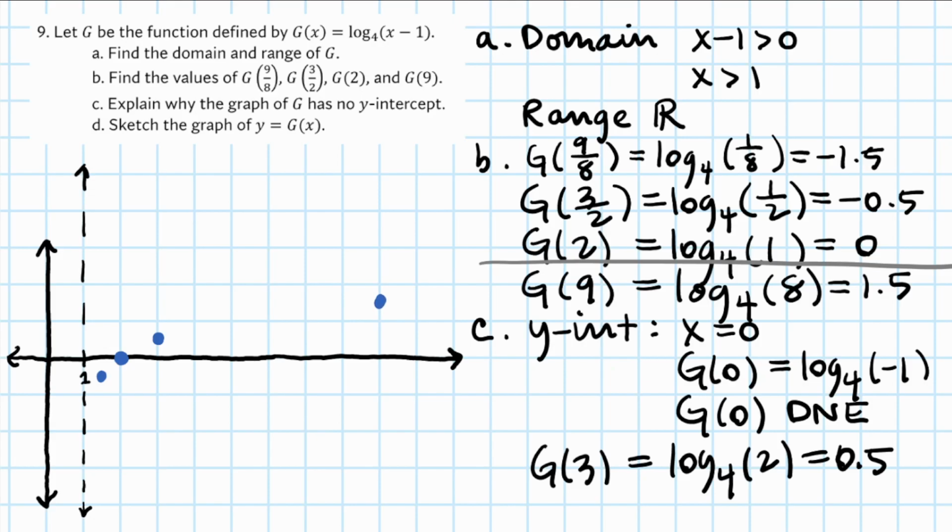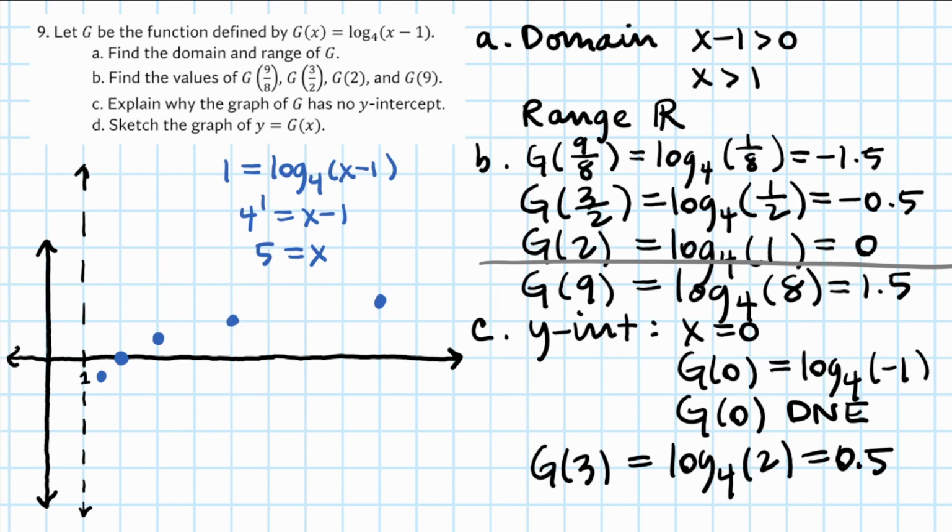Okay, well, we could probably find a place where it equals 1. So 1 is equal to g of x when 4 to the first equals x minus 1. So that's 4 equals x minus 1. Add 1 to both sides. That's going to be 5 equaling x. 1, 2, 3, 4, 5, and 1.